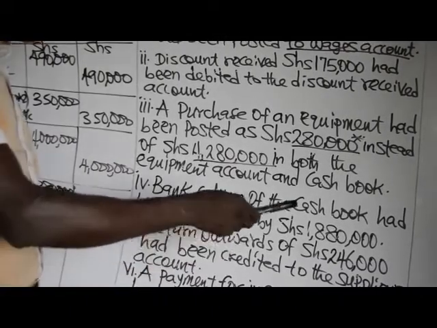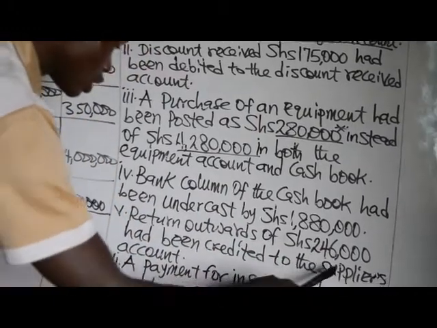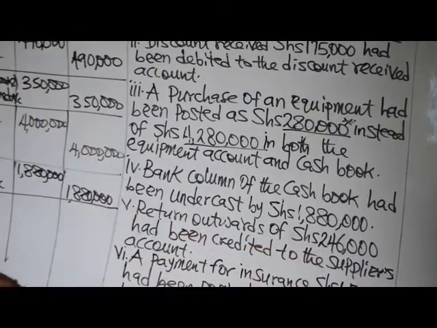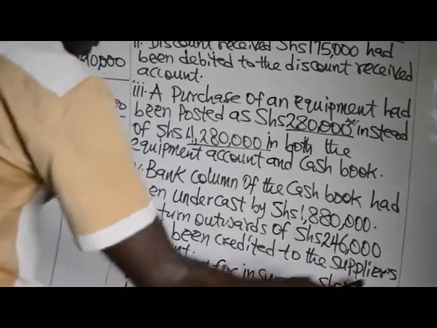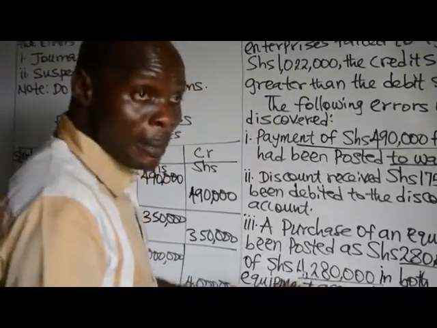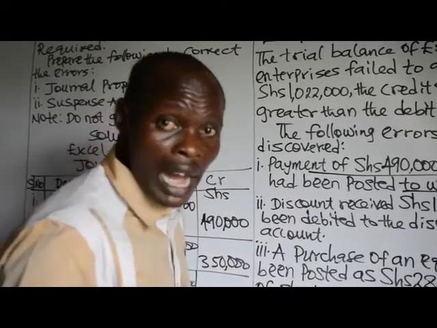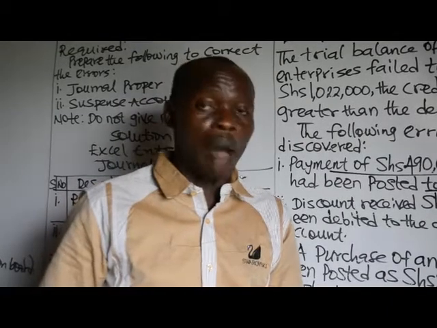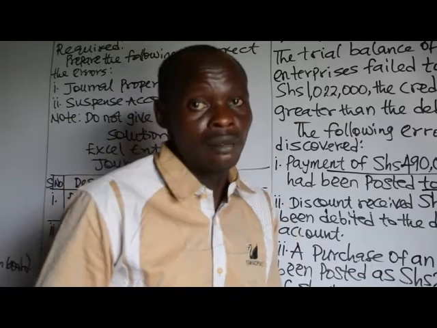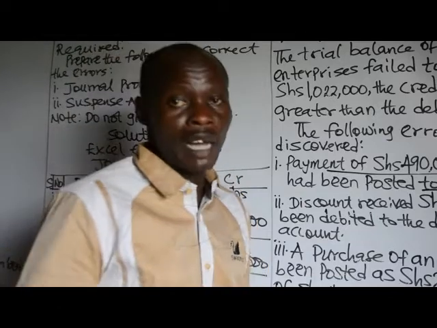Return outwards of 246,000 shillings had been credited to the supplier's account. When you return goods to the suppliers, then that means the suppliers will be the receiver. But since suppliers is the receiver, that means the supplier's account ought to have been debited. But instead of you debiting the supplier's account, it was credited. And that is a partial reversal of entry.